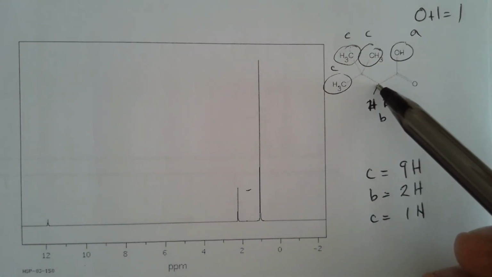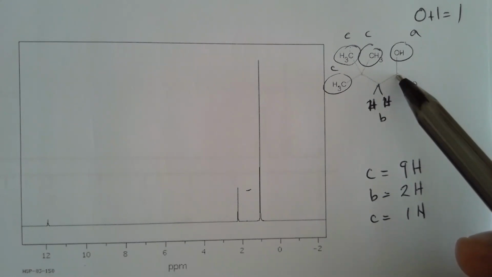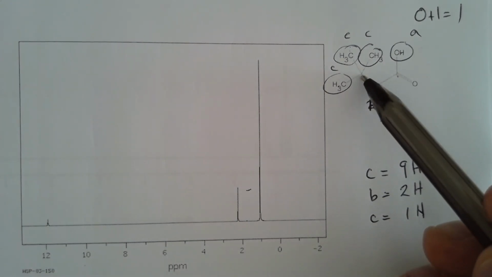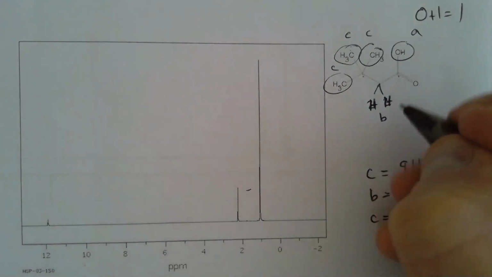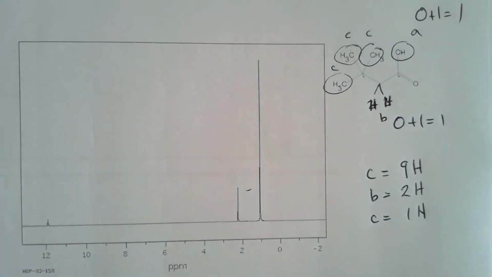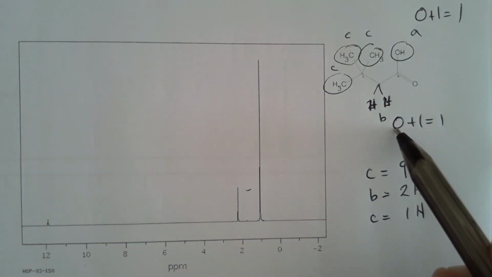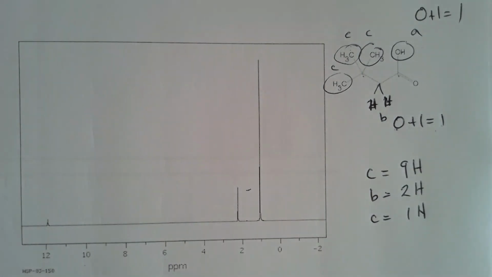Environment B, let's look at the adjacent carbons. There's a carbon there, there's no hydrogens on it. There's a carbon here, there's no hydrogens on it. Therefore B, we are also expecting to be a singlet. There's no adjacent hydrogens coupling to it. 0 plus 1 means we're expecting it to be a singlet.